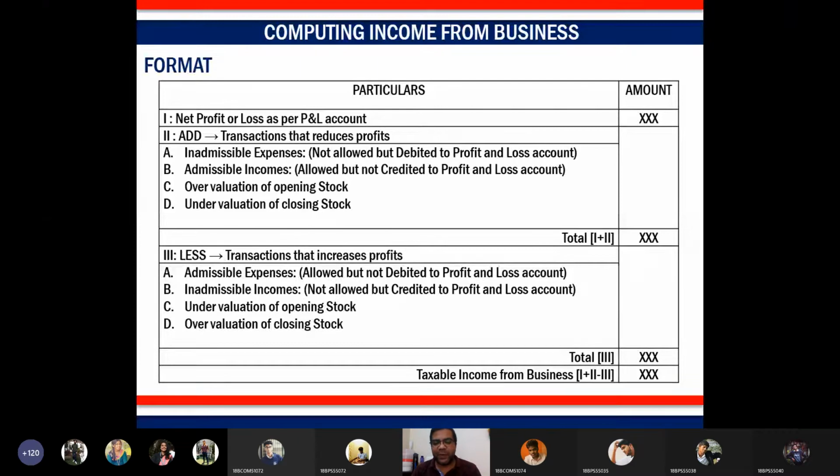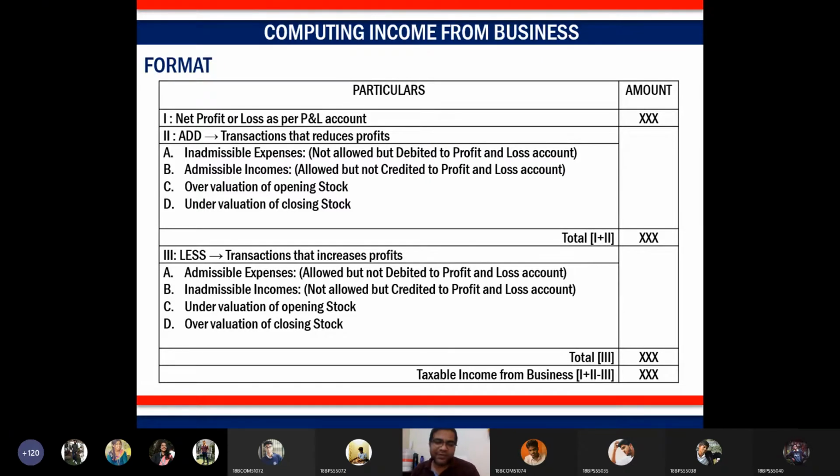The purpose of preparing this reconciliation statement, which you see on your screen, is called the statement of income from business. The last step of this statement is called taxable income from business. This amount, which is identified at the end of these three steps, is the amount which is subject to taxation. So your job is to prepare this reconciliation statement. Now, in order to prepare it, what is your data source? Your data source is the profit and loss account.